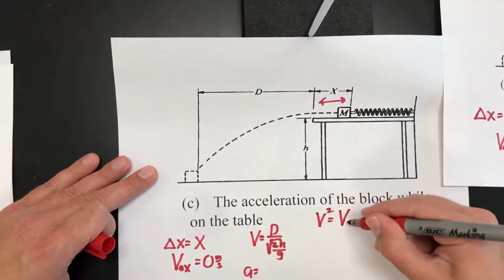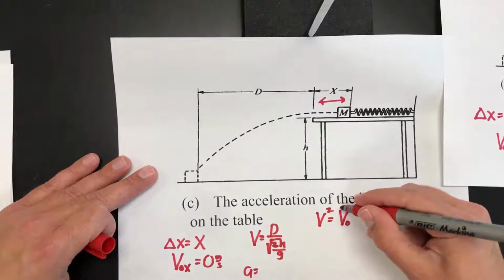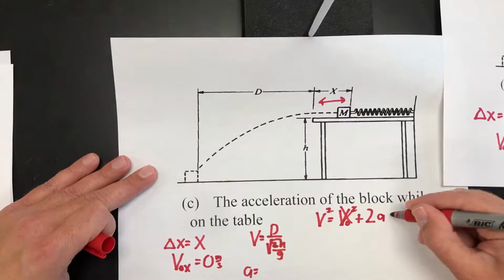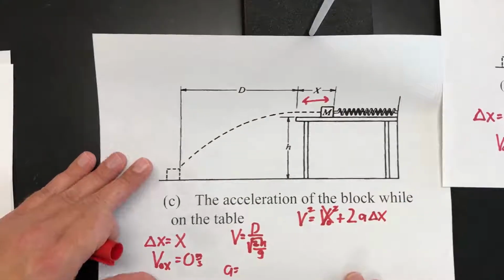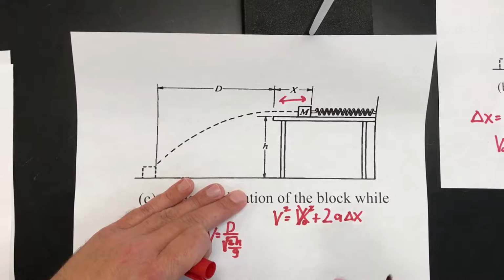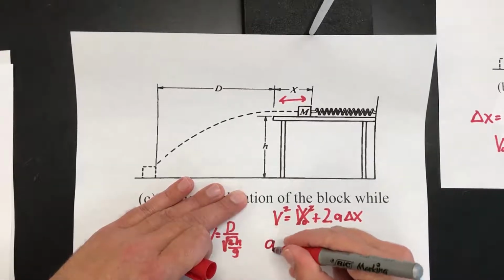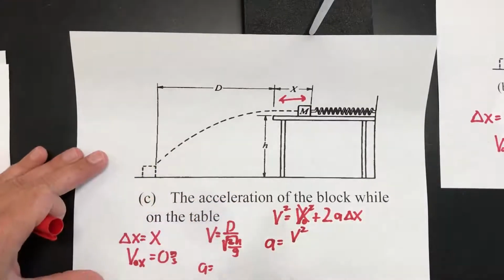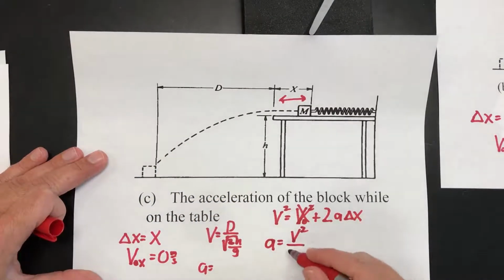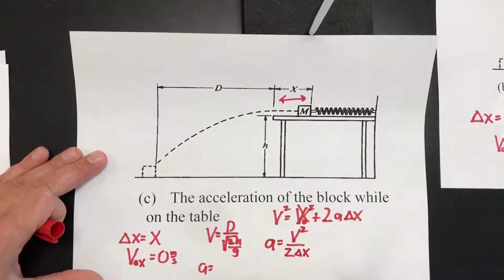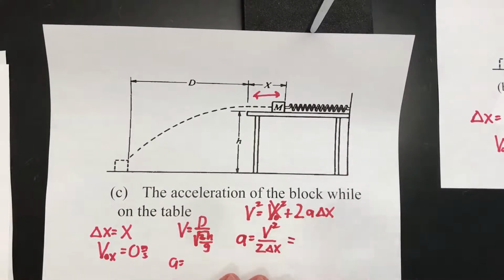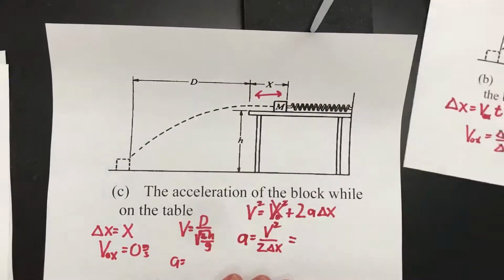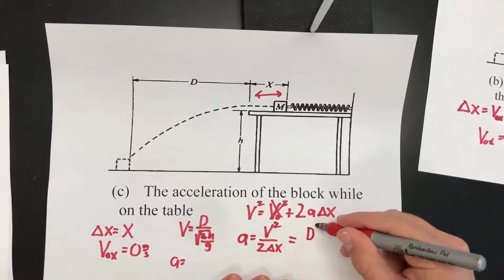The final velocity squared is equal to the initial velocity squared, but that's just 0, that drops out, plus the term of 2 times the acceleration times the displacement. So now we can start to plug in here. We're solving for the acceleration, so I'm going to go ahead and rearrange. The acceleration is equal to the final velocity squared divided by 2 times the displacement. So I'm going to plug in now. Here's our final velocity right here. I'm going to write that as a separate fraction out here, and I'm going to square both parts.